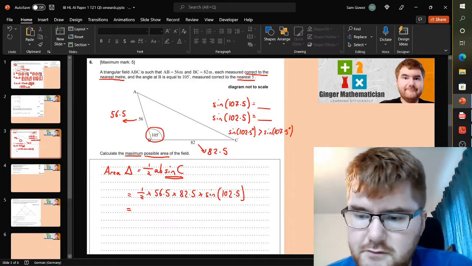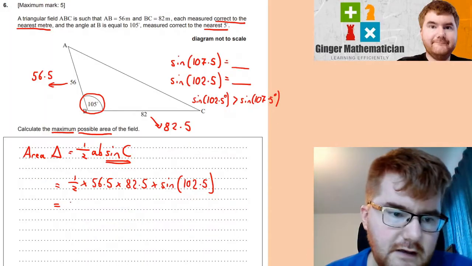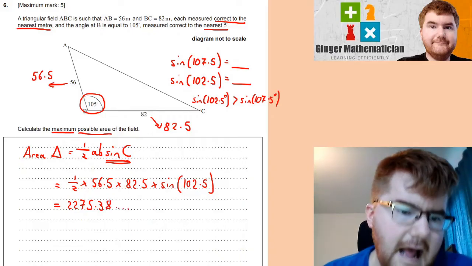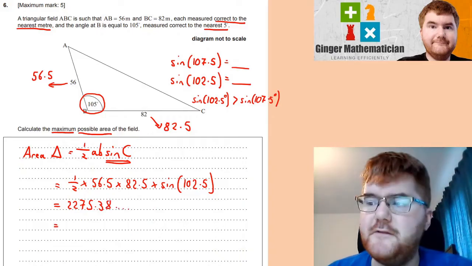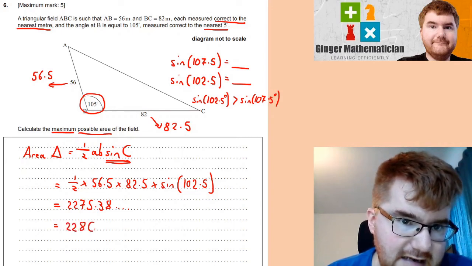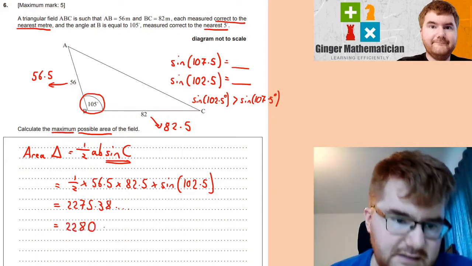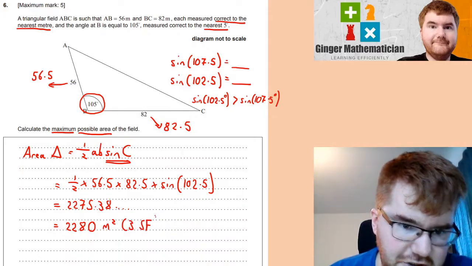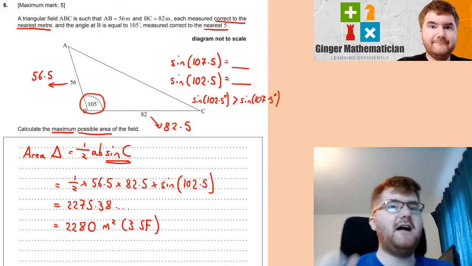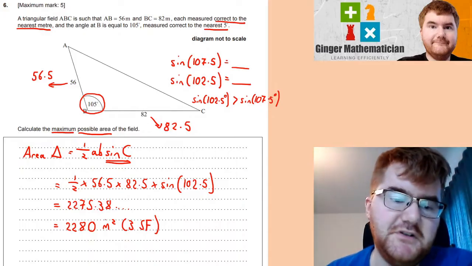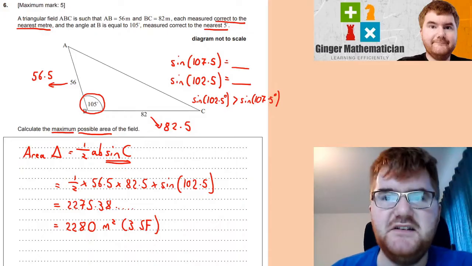So we get 2275.38. And remember here, we always round to 3 significant figures. That's really important. So this is going to be 2,280. Remember, the units are in meters, so we need meters squared to 3SF. You do need this precision at IB exams, making sure you're rounding to 3 significant figures, and also that you are putting the correct units, in this case, square meters.